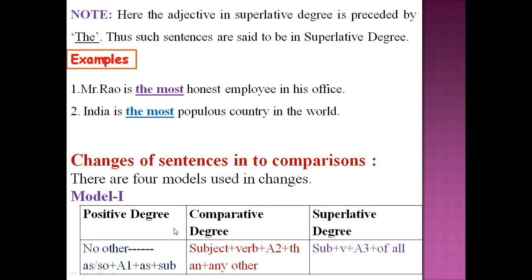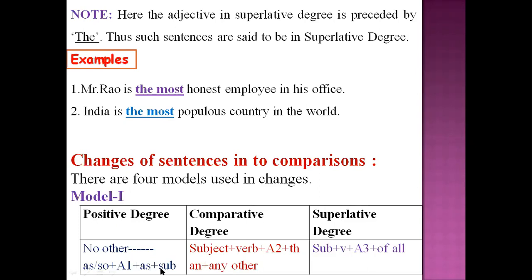Firstly, we have to use these three kinds of degrees in a page, like positive degree on one side, comparative degree in the middle, and superlative at the last column. Like this we are able to divide them. First, what is the structure for positive degree in model number 1? No other, as, or so, plus A1. What is meant by A1 here? Adjective 1. That means positive degree.